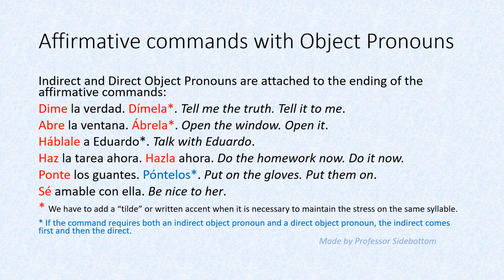Haz la tarea ahora. Hazla ahora. Do the homework now. Do it now. Ponte los guantes. Póntelos. Put the gloves on. Put them on. Sé amable con ella. Be nice to her. We have to add a tilde or written accent when it is necessary to maintain the same stress on the same syllable. Also, if the command requires both an indirect object pronoun and a direct object pronoun, the indirect comes first and then the direct.